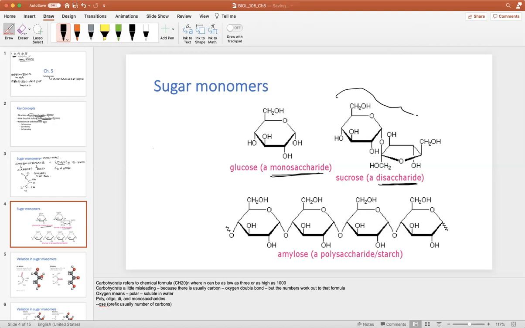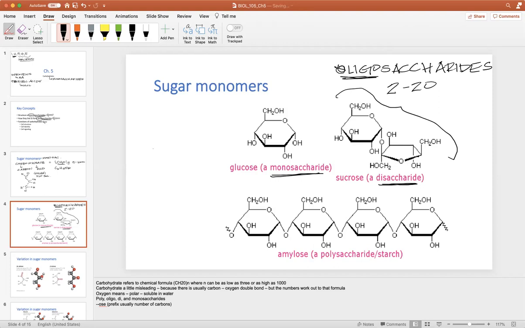Disaccharides belong to a larger group that we call oligosaccharides. Ooh, spelling is my nemesis, y'all. All right. Oligosaccharides. The prefix oligo means few, and the suffix saccharides, of course, means sugar. So anything that has from 2 to 20 monosaccharides in it, we're going to call an oligosaccharide.